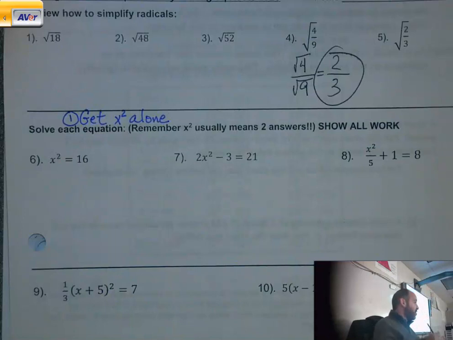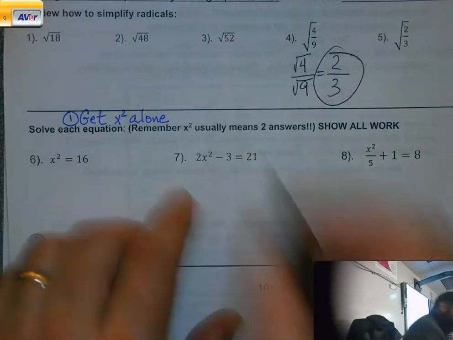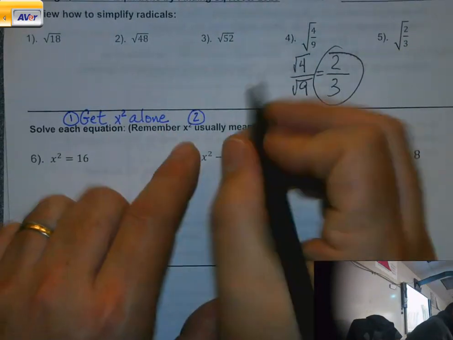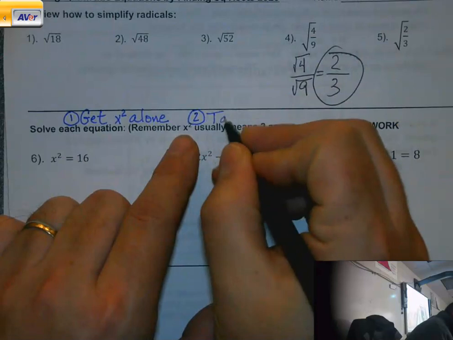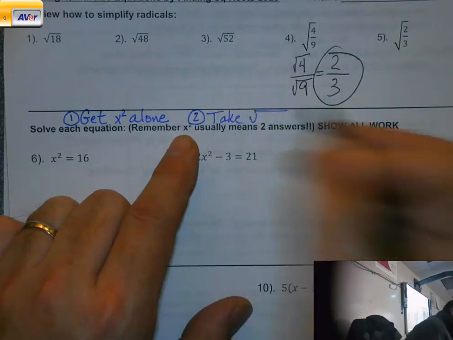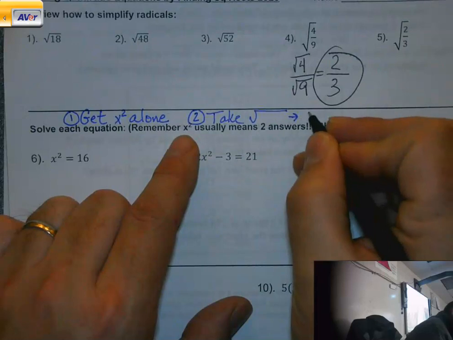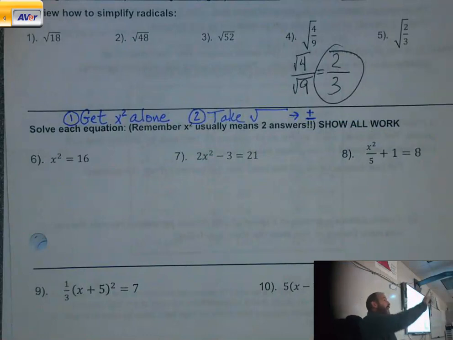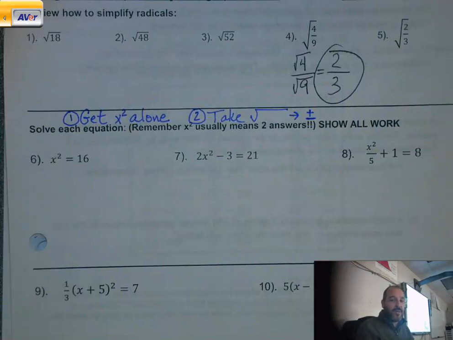Once we get x squared by itself, then we're going to take the square root, and this is the step where we're going to get plus minus in. That's going to require our 2 answers. Now that may seem a little strange on its own, but once we actually do this first one, it should make it a whole lot easier to see what we mean by that and why it would be important to get both of our solutions.